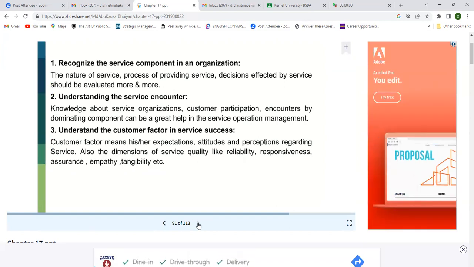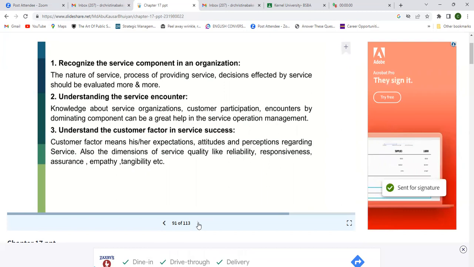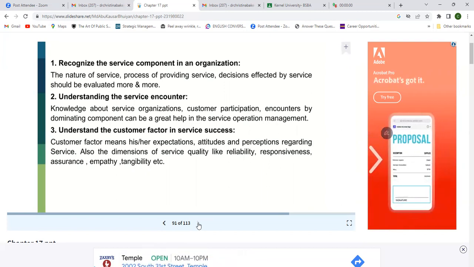Recognize the service components: the organization, the nature of the service, the process of providing service, and the decisions that affect service, which should be evaluated more and more. Understand the service encounter, knowledge about service organizations, and customer participation. These components can be a great help in service operation management.